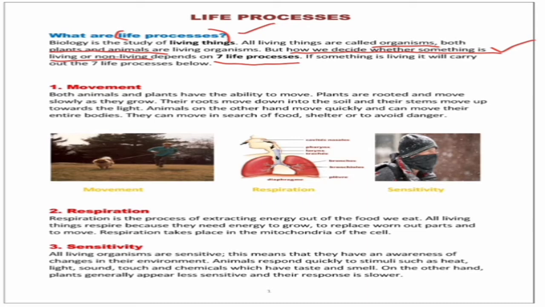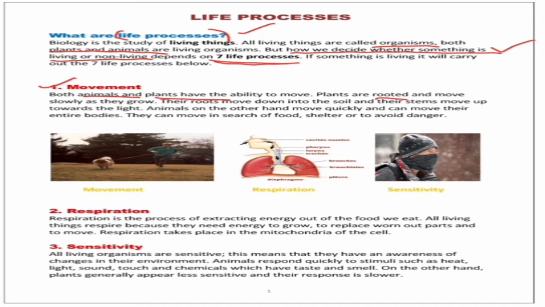Here those important 7 life processes, just as an introduction or a definition, are mentioned. So let's quickly go through that. The first one is movement. Movement is exhibited by both animals as well as plants. Almost all living organisms have the ability to move. Plants are rooted, still they show some kind of movement with their own axis.